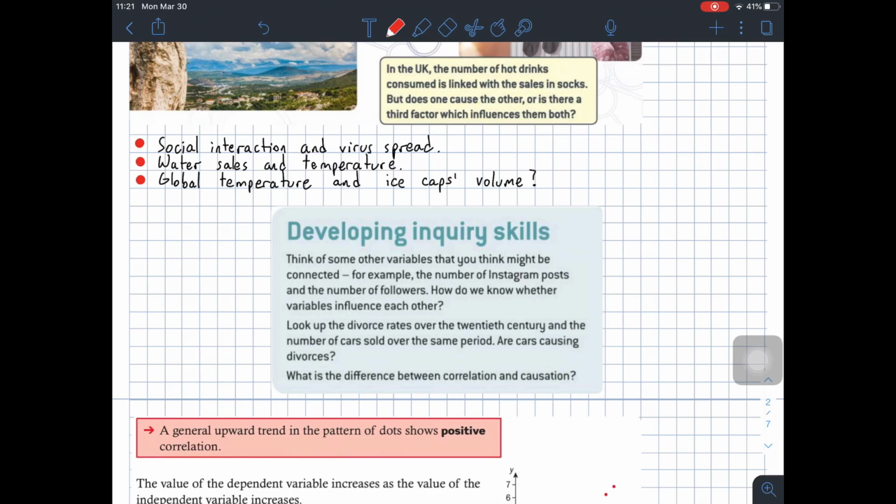Think about this question. Look up the divorce rates over the 20th century and number of cars sold over the same period. Are cars causing divorces? So this again is a similar case to the one we saw about socks, where although there might be a strong correlation between number of divorces and car sales, it doesn't necessarily mean that people are getting divorced because more people are buying cars. Okay, so what is the difference between correlation and causation? Think about this. We're gonna see it in a second.